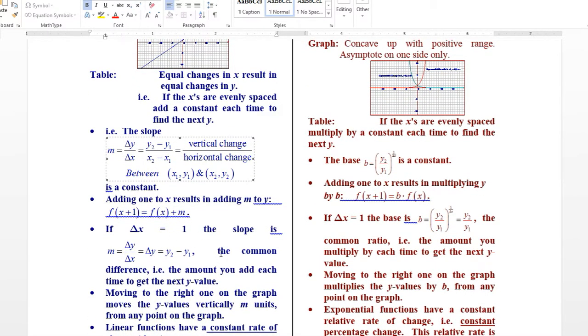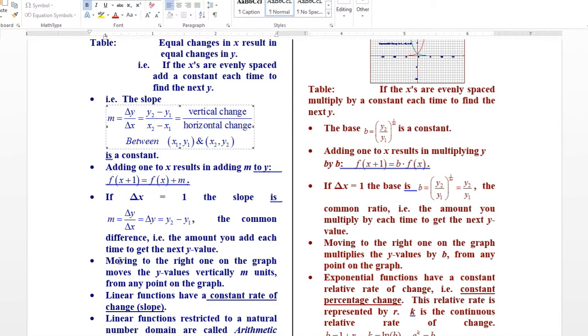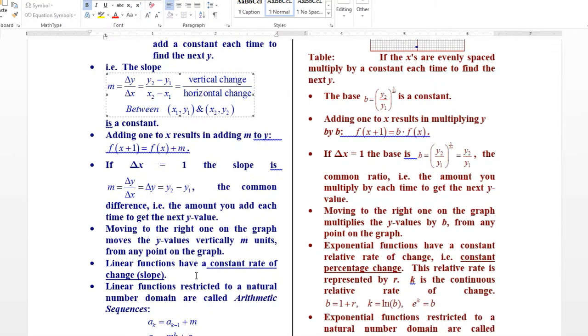Okay, and I think I already said this part here. Moving to the right one on the graph moves the y values up vertically m units from any point on the graph. On the exponential, moving to the right one on the graph multiplies the y values by b from any point on the graph. Linear functions have a constant rate of change and constant slope. That is the most important thing you should remember about them.